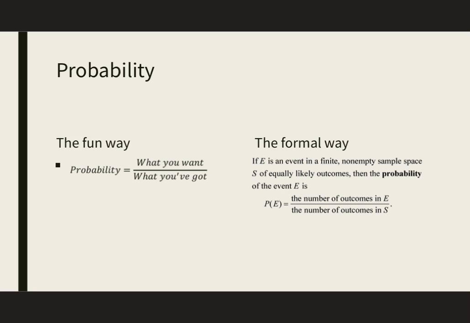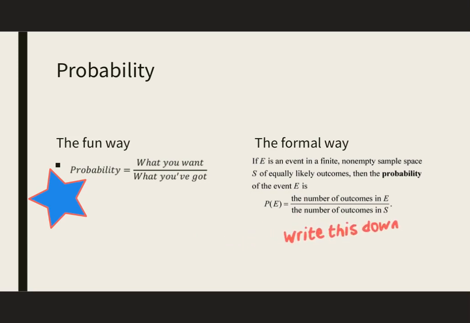Probability. What is it, and how do we calculate it? Let's talk about the fun way to calculate probability first. It's simply what you want over what you've got. And we're not just talking about what you've got specifically. It's all of the possibilities and what you want out of those possibilities. As in, I roll a die, I want to get a 5, but it's possible that I could get 1 through 6. The formal way is this.